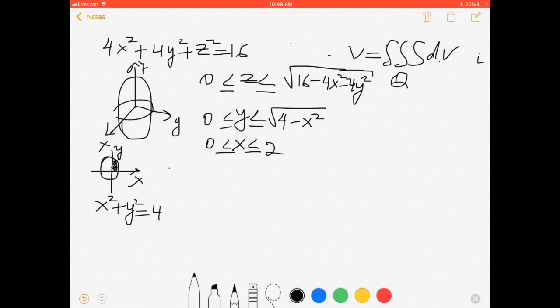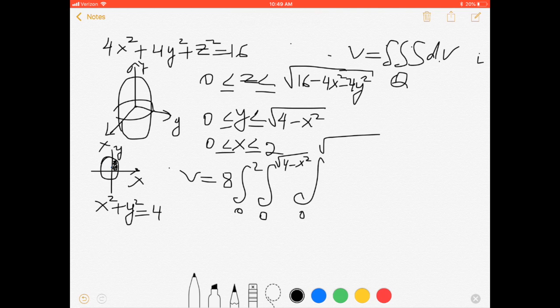Now we're ready to write our integral. This means the volume will be 8, because we have 8 parts, times the integral over x from 0 to 2, integral from 0 to the square root of 4 minus x squared, integral from 0 to the square root of, no, you need to write 16 minus 4x squared minus 4y squared, but if you take 4 out, it will be 2 times the square root of 4 minus x squared minus y squared. And now it will be dz, dy, dx.